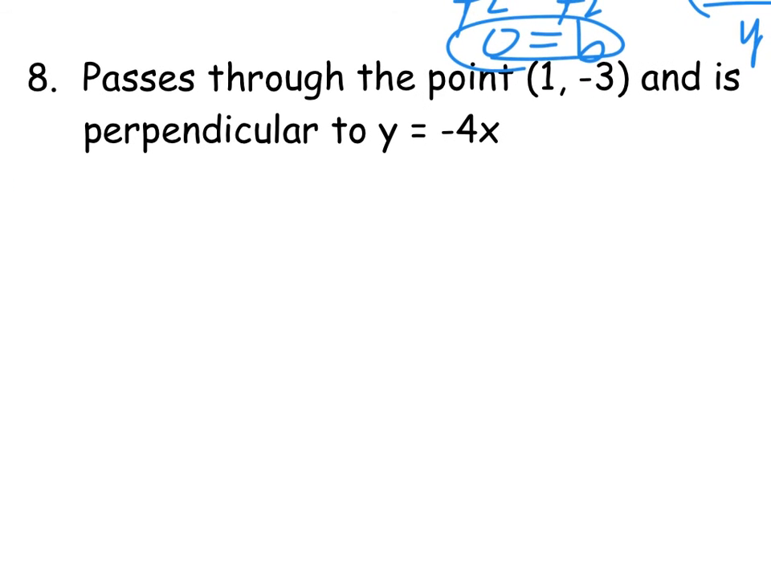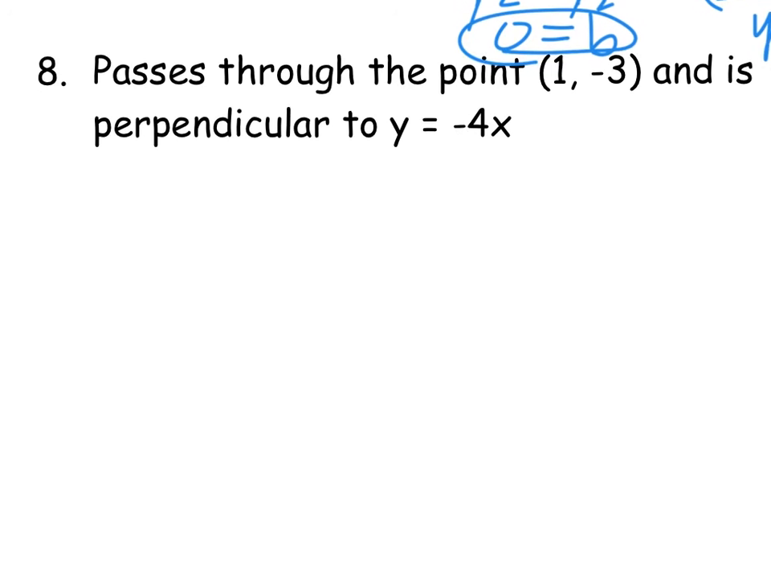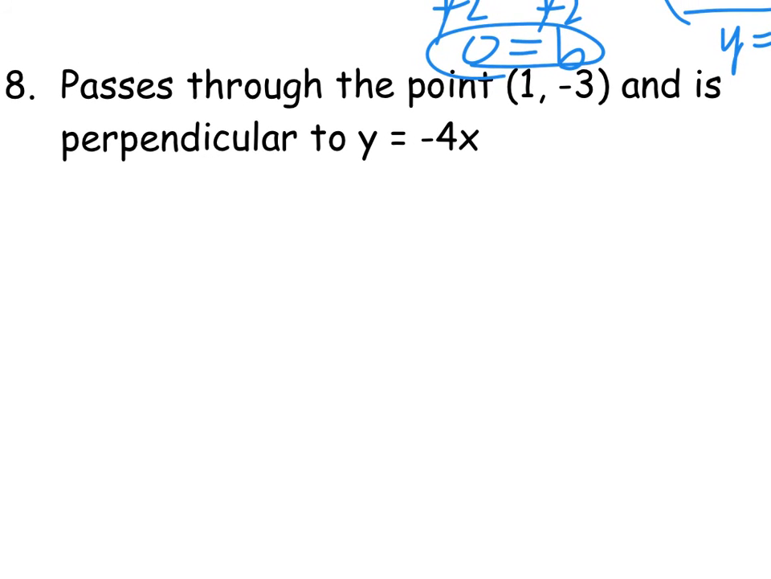Okay. So it passes through the point 1, -3, and is perpendicular. Here's a symbol for perpendicular to y equals -4x.